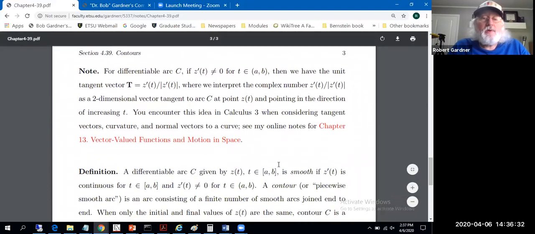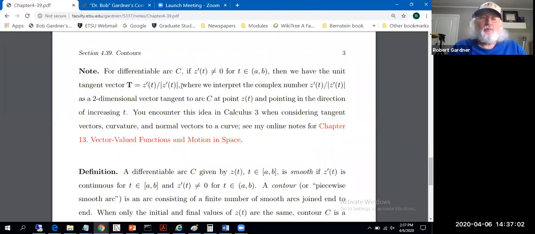Speaking of vectors, a passing comment about associating vectors with complex numbers. If we've got a differentiable arc C and the derivative is not 0, z prime of t is not 0, we're going to do some division by that. Then we have the unit tangent vector, z prime of t divided by the modulus of z prime of t. So we've taken this z prime of t and divided it by its magnitude. We've normalized it. The resulting thing is length 1. If we interpret it as a vector, then it's a unit vector. So if we have a path, this T vector just points in the direction of travel as time goes by. Think physically as well. You're flying around on this arc in the complex plane, and this vector is telling you which direction you're going.